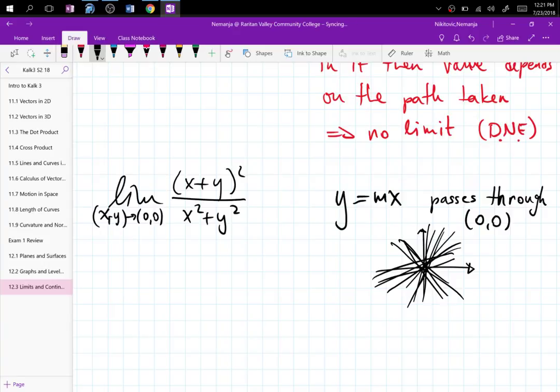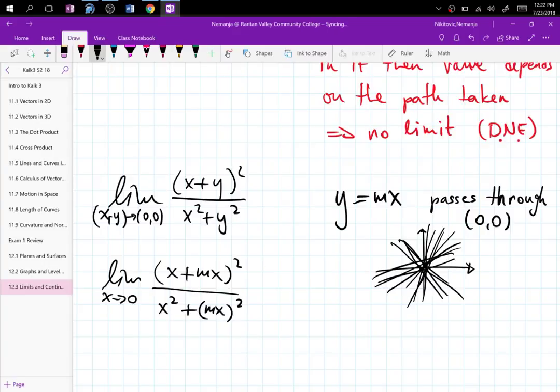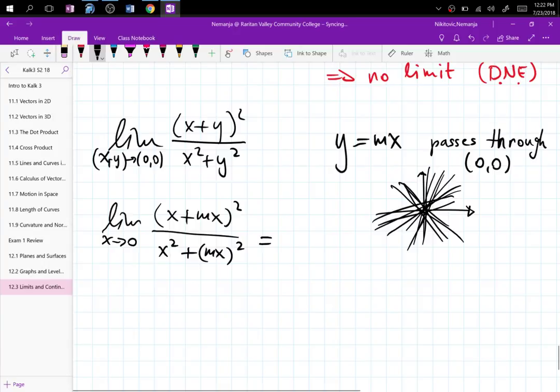So I plug that in. I get the limit as x goes to 0 of x plus mx squared divided by x squared plus mx squared. And you just shovel through this algebra, and you end up with a result that depends on m. So what do I have on top? I can kick out x squared, and I'm left with 1 plus m.